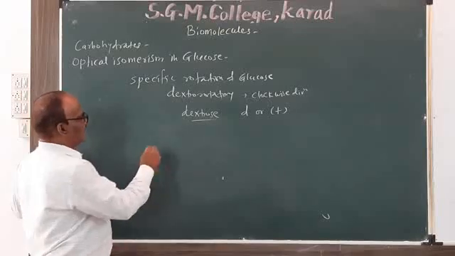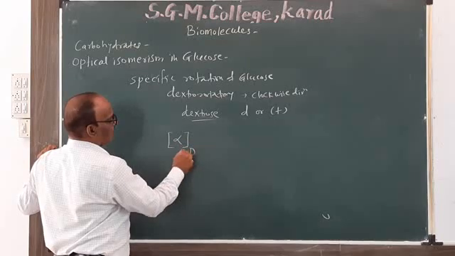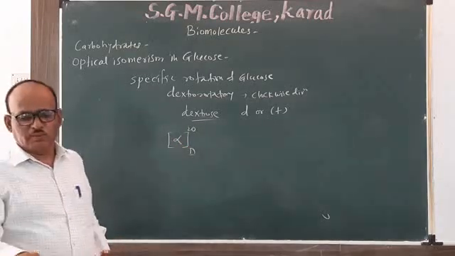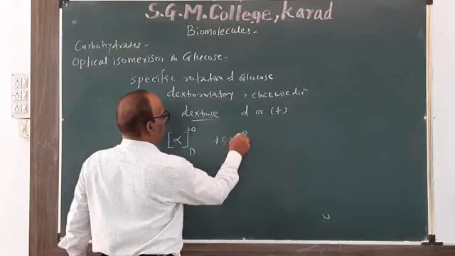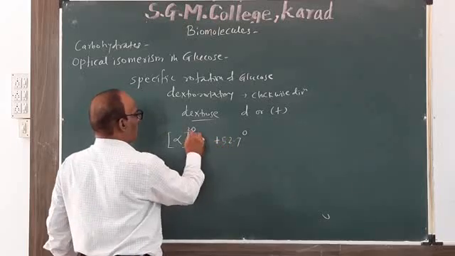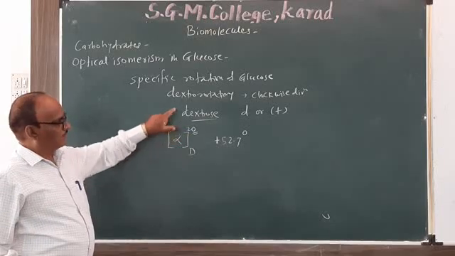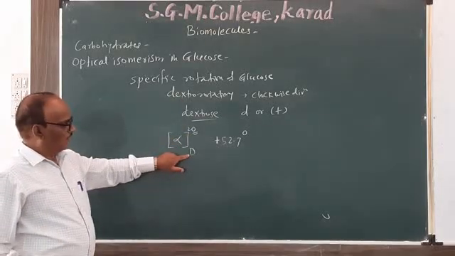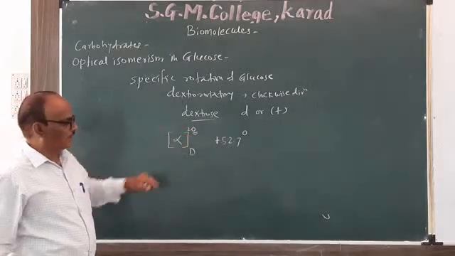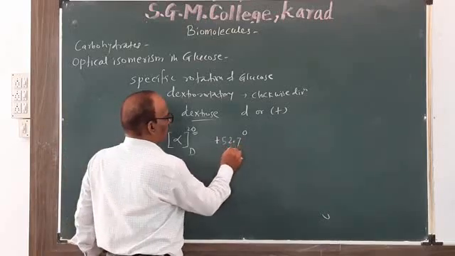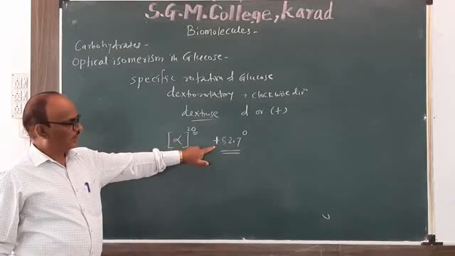What is the rotation of this glucose? This is represented in a square bracket, alpha capital D 20. The value of rotation is plus 52.7 degrees. Here 20 represents the temperature, 20 degrees Celsius. Alpha is the specific rotation of glucose, and the 20 means the specific rotation is measured at 20 degrees Celsius. The value of the rotation is 52.7, sign plus. Plus means it rotates in a clockwise direction, dextrorotatory.